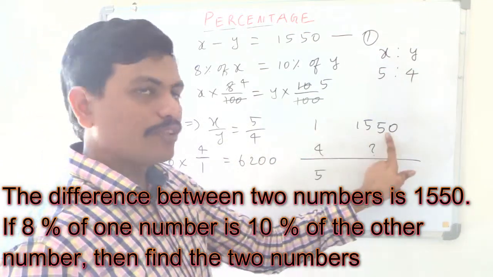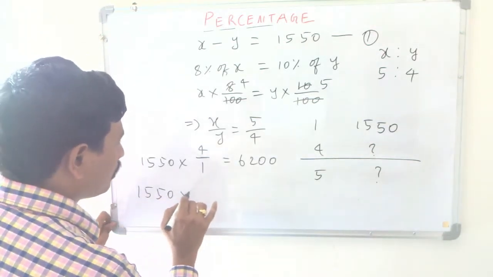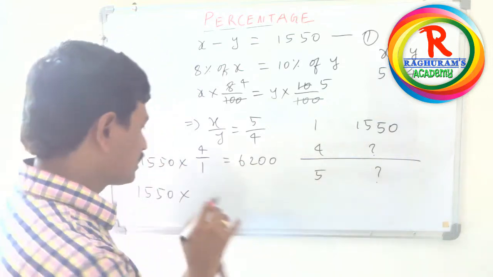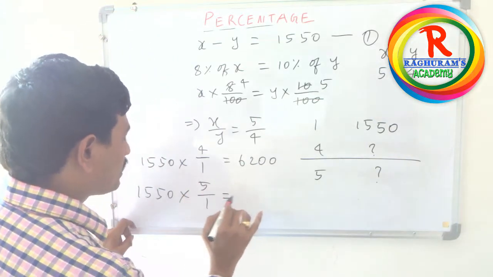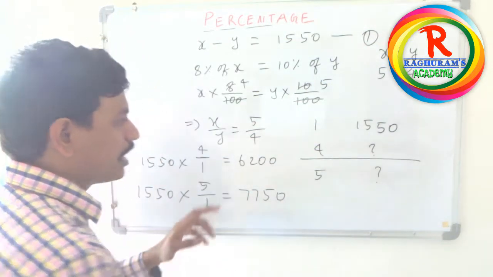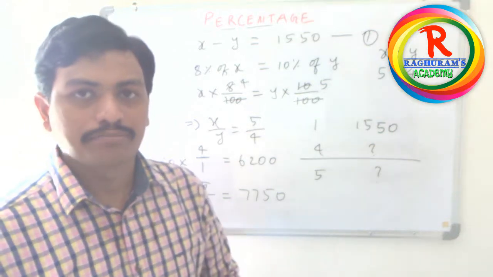Again, if 1 is 1550, what is 5? If 1 is 1550, 5 is what? That is nothing but 5 by 1, that is 1550 multiplied by 5, which is 7750. So the numbers are 6200 and 7750.